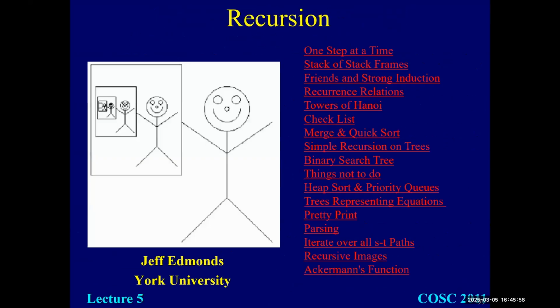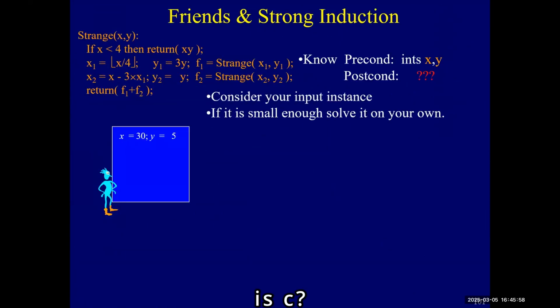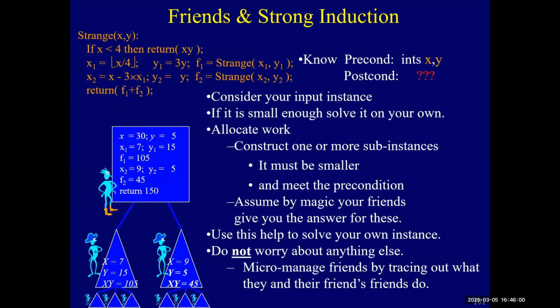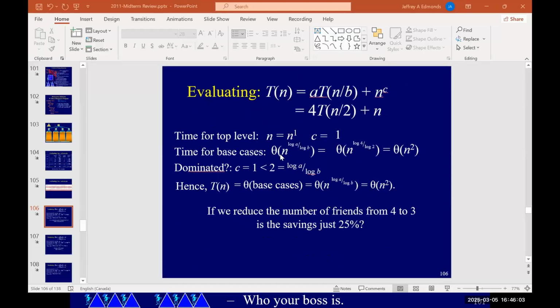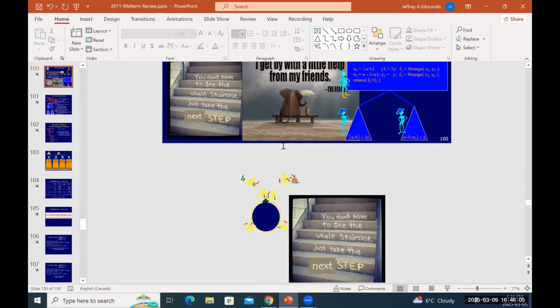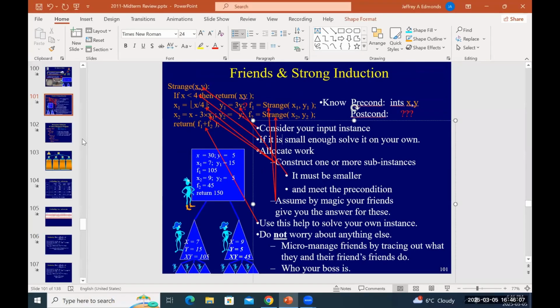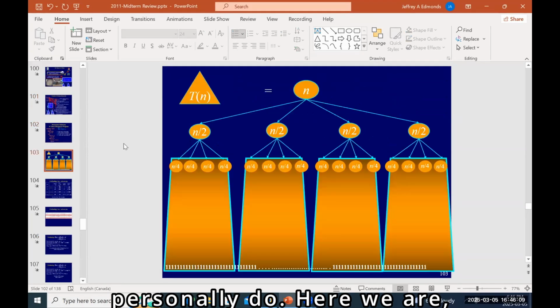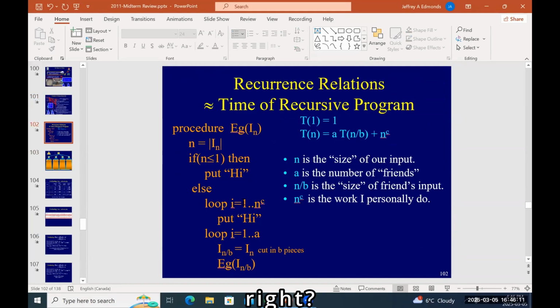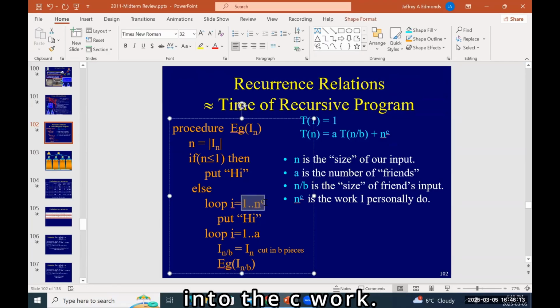C, where is C? Oops, boy, we got too far ahead. I don't know where we are. C is the work I personally do. Here we are, right? So I'm personally doing n to the c work.